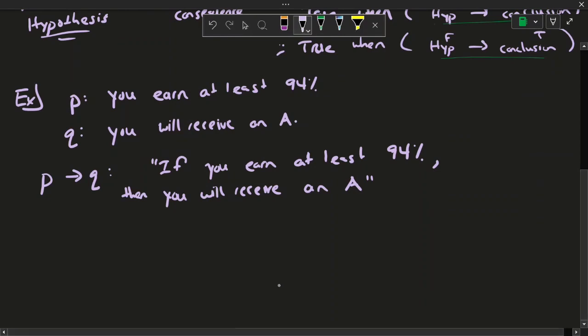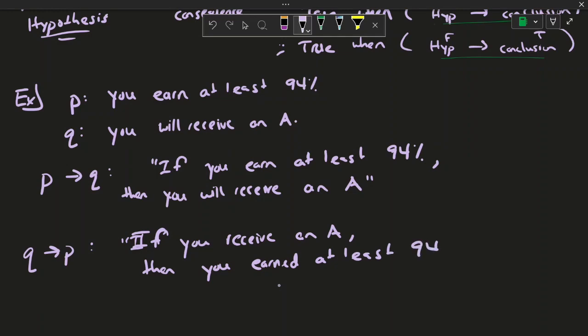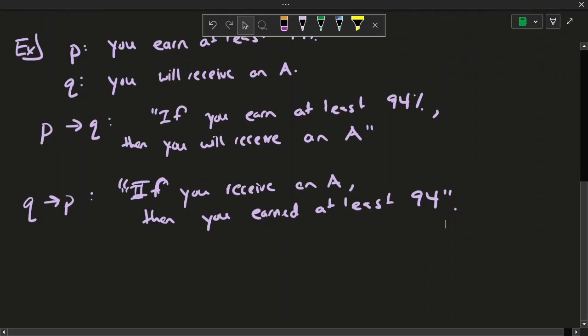Let's also look at if Q then P. That's if you receive an A, then you earned at least 94%. Now on face value, they sound very similar, and in regular English we confuse this all the time, but in the language of logic we have to be a little bit careful. If P then Q and if Q then P are not logically equivalent.